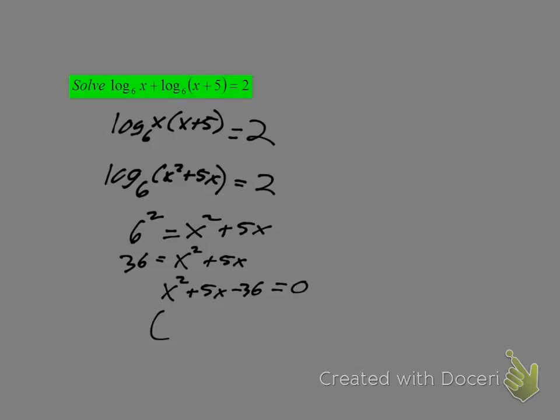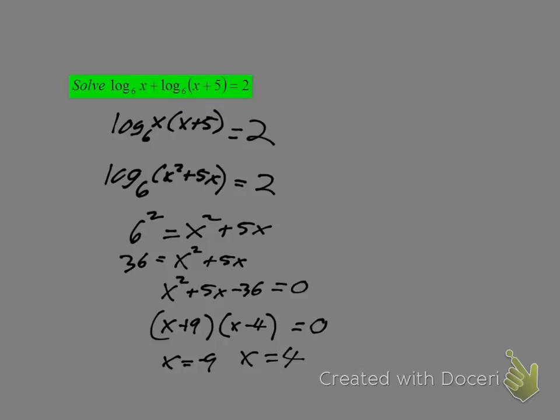6-letter F word. Factor it. Multiplies to negative 36, adds to 5. Oh, yeah. Plus 9. My bad. Alright. Split them into 2. Swing them to the other side. X equals negative 9.